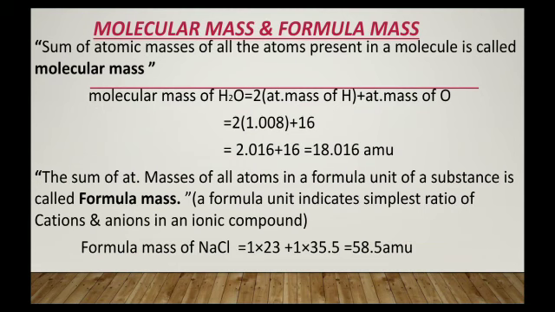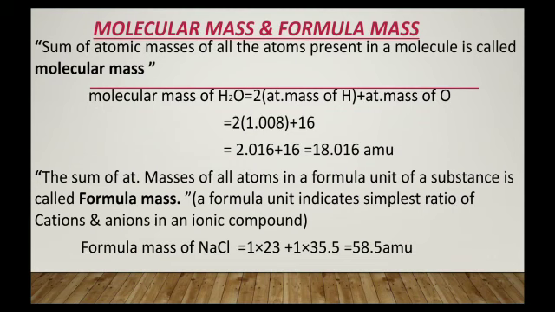We will study the topics of covalent compounds and ionic compounds in detail in the next chapters. And one unit of an ionic compound is called a formula unit. The example and the definition of formula unit is also given. That is, a formula unit indicates the simplest ratio of cations and anions in an ionic compound. So only the names are different, otherwise the procedures to calculate the molecular mass and the formula mass are the same.